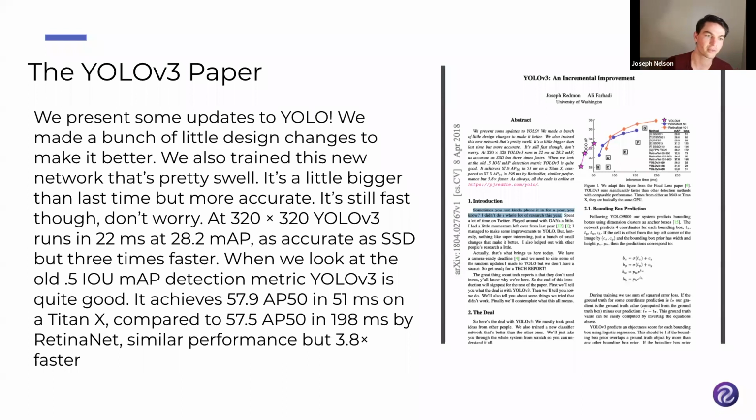"When we look at the old 0.5 IOU mAP detection metric, YOLOv3 is quite good. It achieves 57.9 AP50, mean average precision at 50%, in 51 milliseconds on a Titan X, compared to 57.5 AP50 at 198 milliseconds by RetinaNet. Similar performance, but 3.8 times faster." And so the colloquial nature and adoption, I mean, the YOLOv3 paper is particularly, I'll call it approachable compared to the YOLO and YOLO9000 papers, but it is a fun read, and it gives you an insight into some of the improvements. And if you're new to object detection architectures, it is actually kind of a fun place to start for this reason.